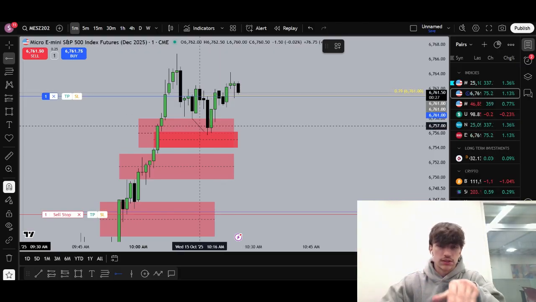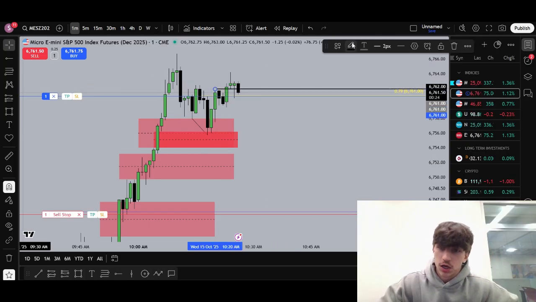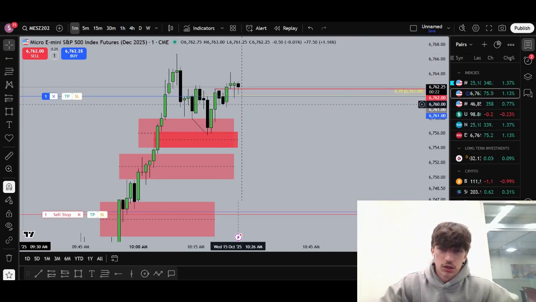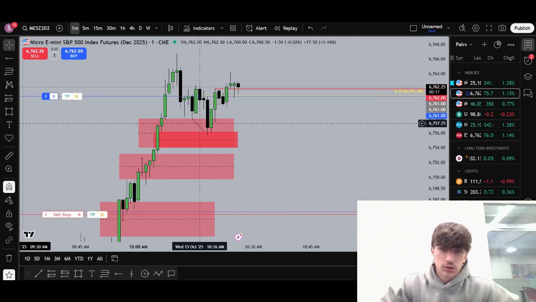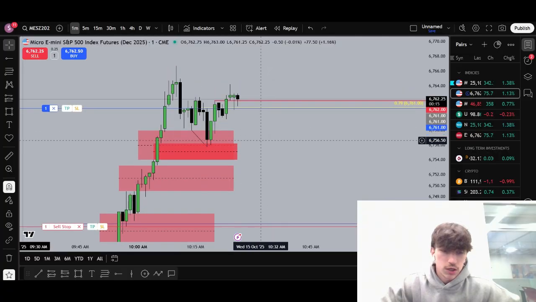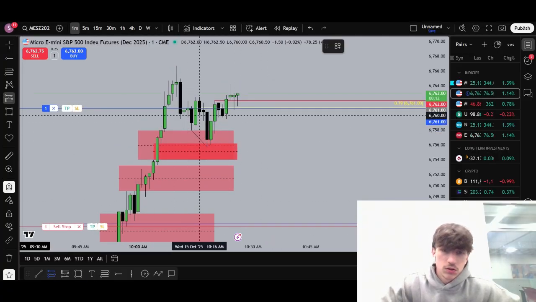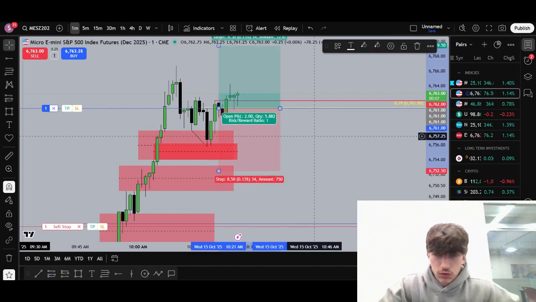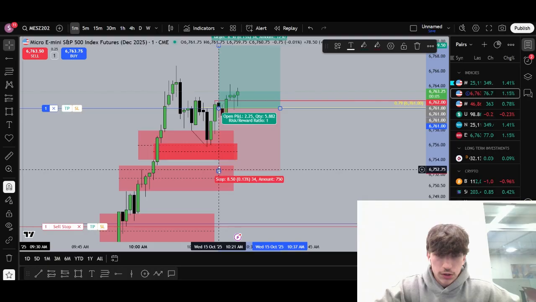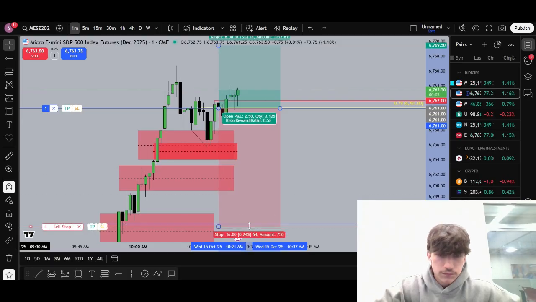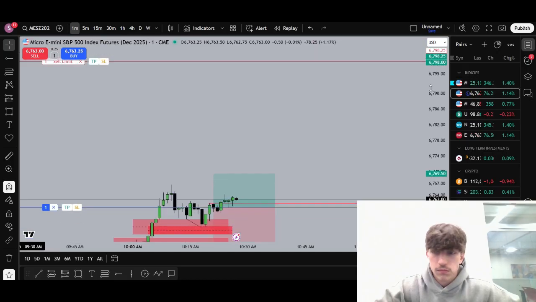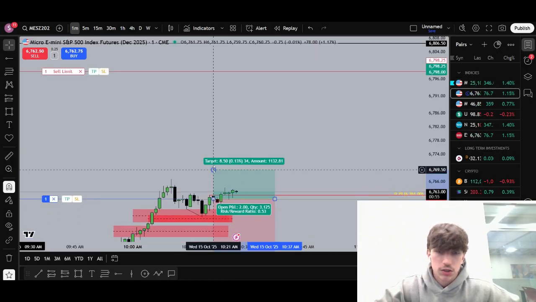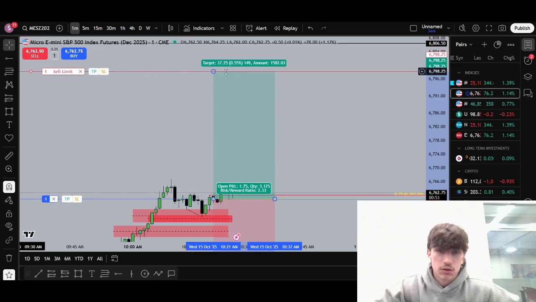I entered because of this SMT, but after the SMT, we got a break of structure here. Actually, I'm pretty sure I entered on this closure here because I didn't want to enter off of that. So I entered on the closure of that candle, whenever this candle retraced down here. We got a 16-point stop. This is just ahead of the 10:30 macro.